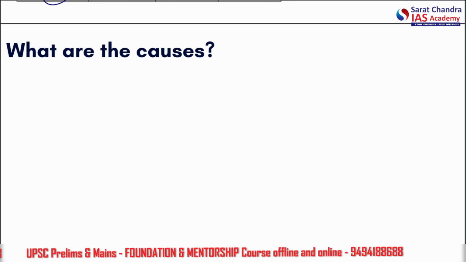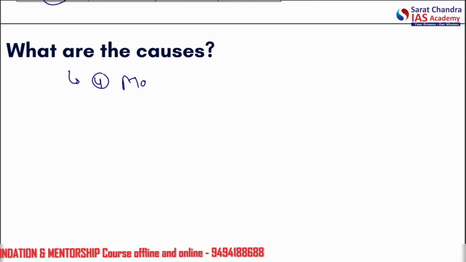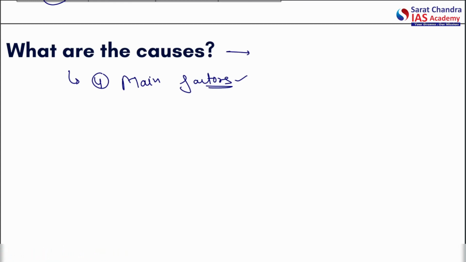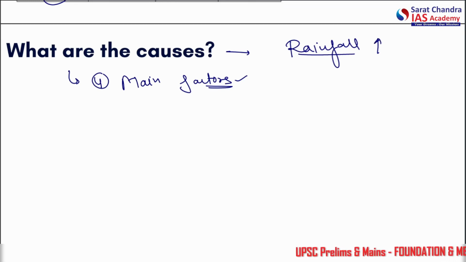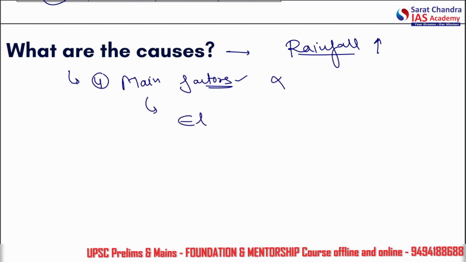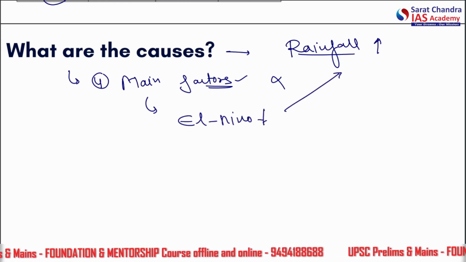Now let us see why is it happening. What are the causes? There are four main factors. These are the factors that are causing the above average rainfall, that are basically increasing the rainfall. So please note that all these causes are directly proportional to increasing rainfall. Four main factors. First is the retreat of the El Nino. That means El Nino is going down. So El Nino going down is positive for Indian rainfall, first of all.